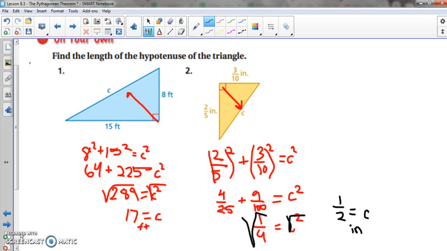So we'd have 8 squared plus 15 squared equals c squared. Solving, I'm going to get 289 equals c squared, and then again square rooting both sides to get 17 feet for an answer for your hypotenuse.